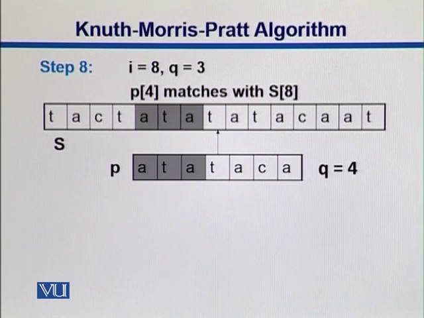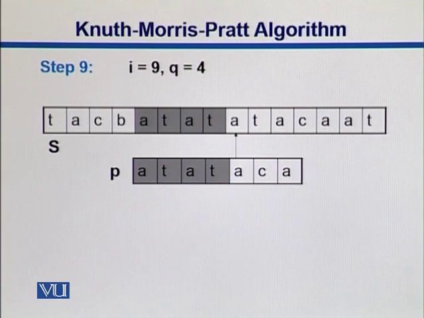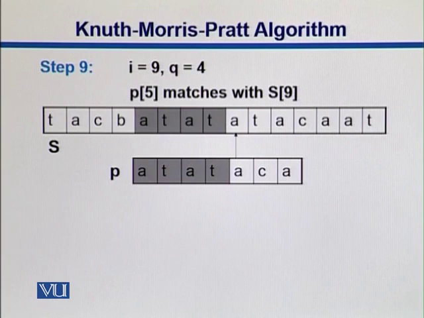Again, t and t match, so q is equal to 4. In step 9, our q is equal to 4. 4 plus 1, we are comparing the fifth character with s of ninth character in the string. And q gets incremented to 5.